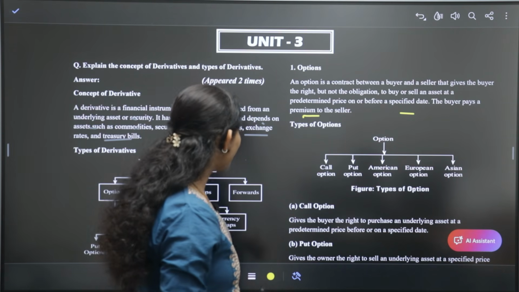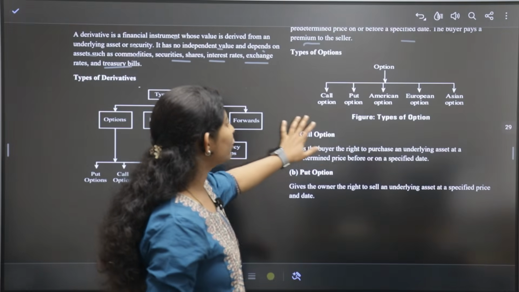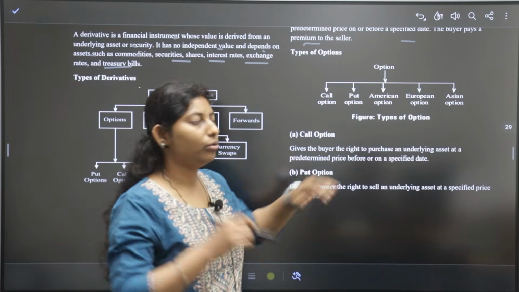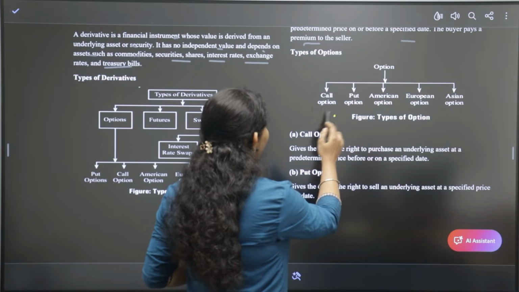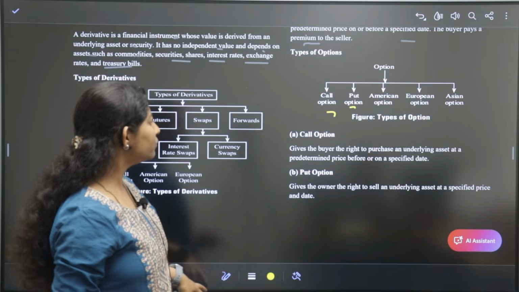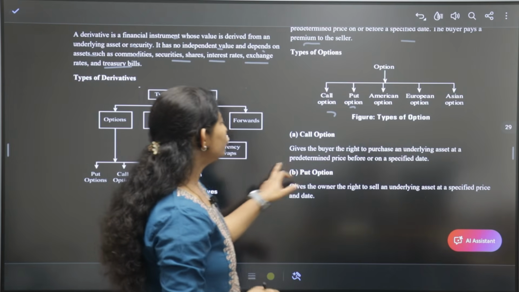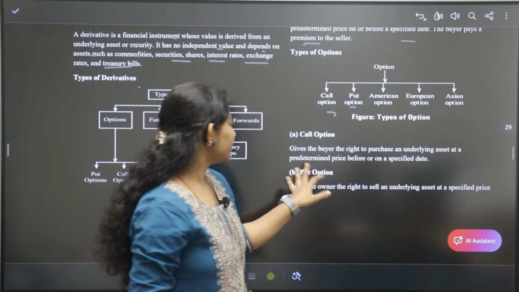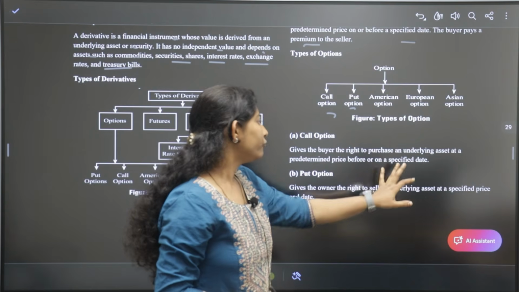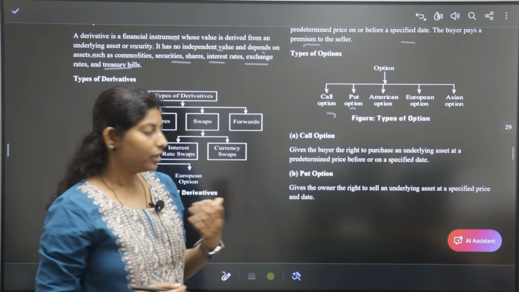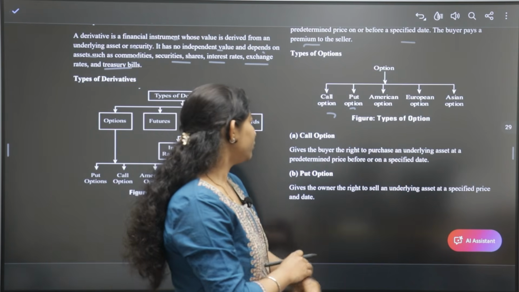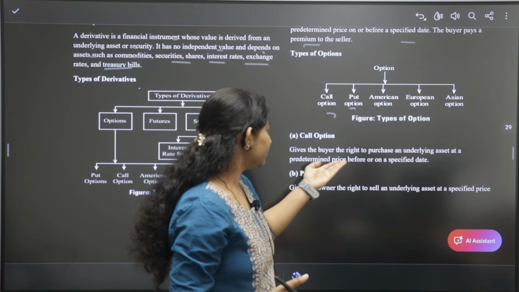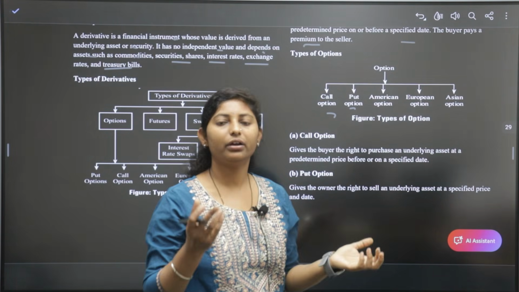Here we have types of options: call option, put option, American option, European option and Asian option. Of these, two are very important: call and put option. Let's see what a call option is. It gives the buyer the right to purchase an underlying asset at a predetermined price before a specified date. Here we are giving the buyer the right to purchase any security, whatever date you want.